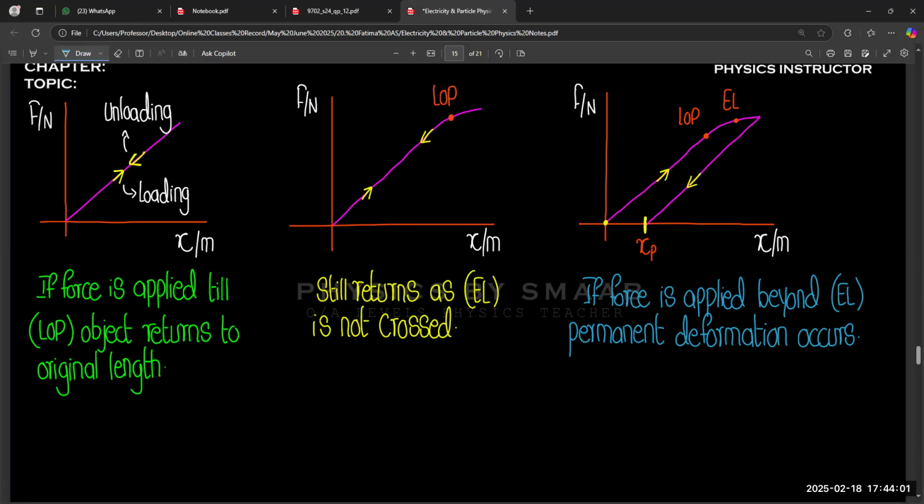So this is a different idea. And now you can easily differentiate why we are using limit of proportionality and elastic limit as different terms, because in both concepts we got a different idea and a different representation of the graph also. And the third graph also shows you the change in the original length of the spring, and finally we are not getting the original length back, we are getting some different length this time. So this is the concept of permanent deformation.